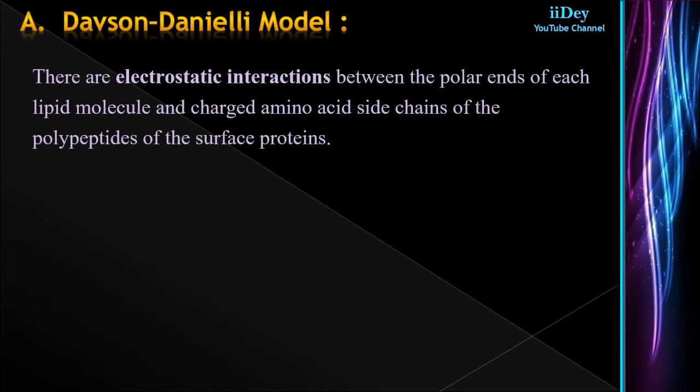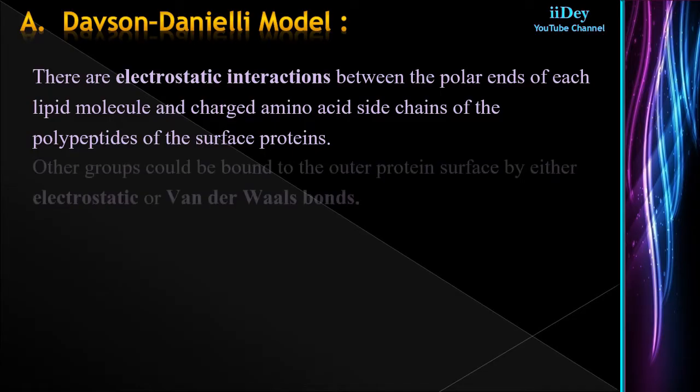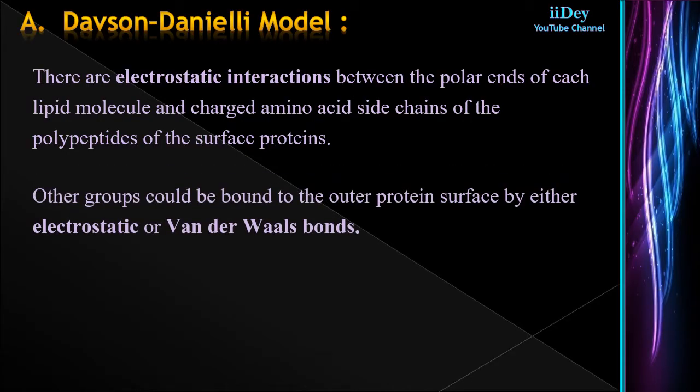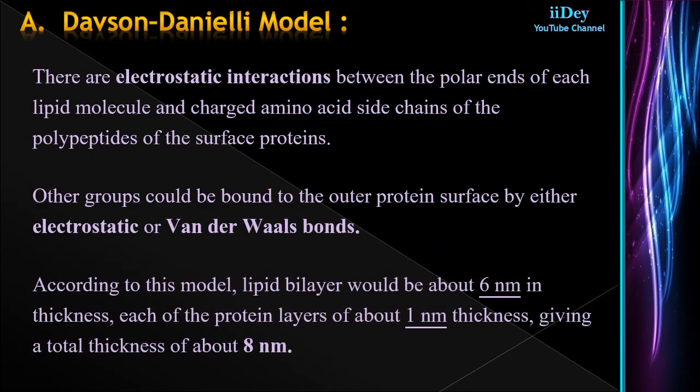There are electrostatic interactions between the polar ends of each lipid molecule and charged amino acid side chains of the polypeptides of the surface proteins. Other groups could be bound to the outer protein surface by either electrostatic or van der Waals bonds. According to this model, the lipid bilayer would be about 6 nanometer in thickness, each of the protein layers about 1 nanometer thick, giving a total thickness of about 8 nanometer.